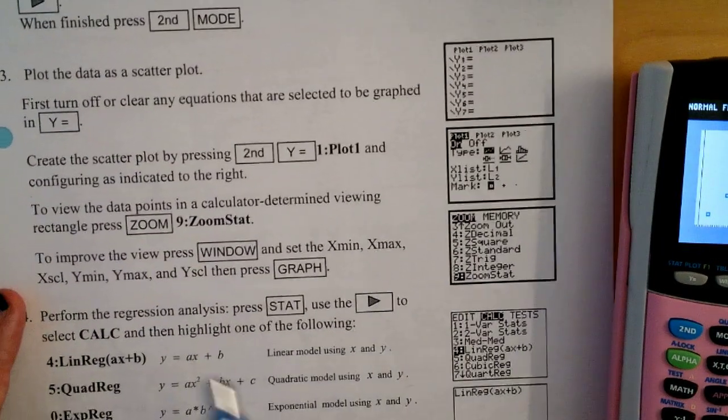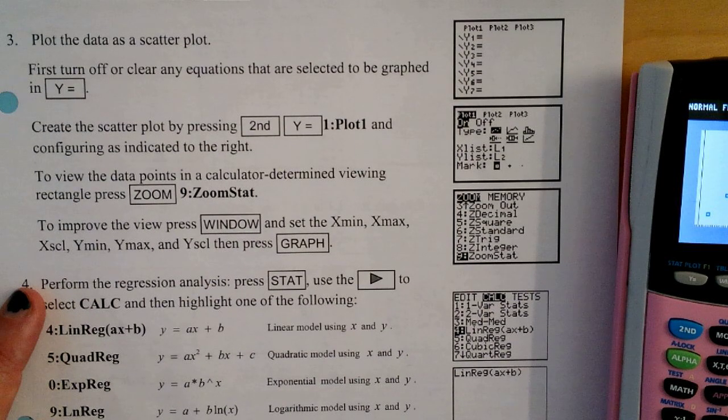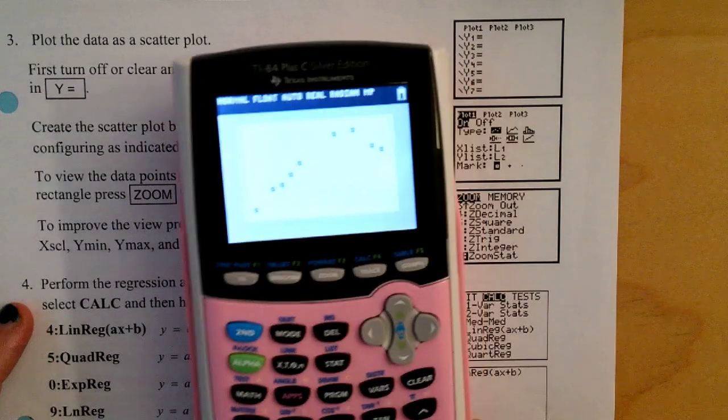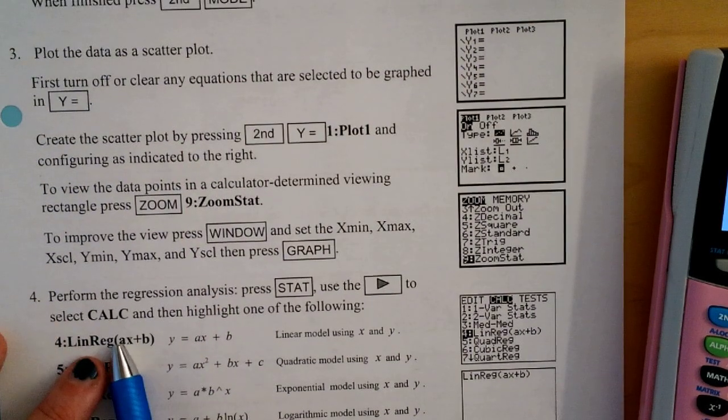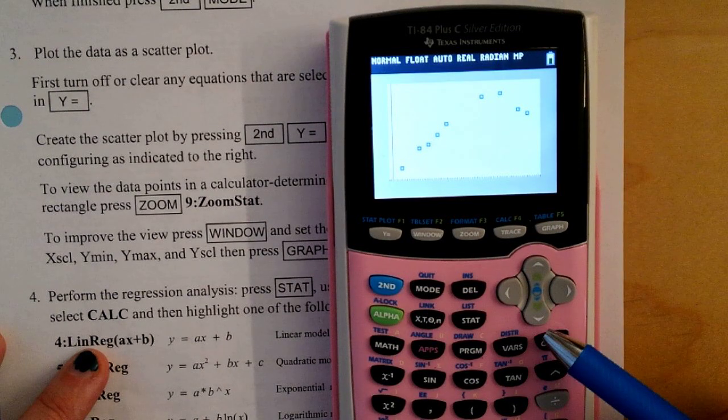Okay. Now we're going to perform the regression. This is the part where it's actually going to give us the formula, the equation. Okay, so how do we do this? We press stat. Where do you see your stat button?